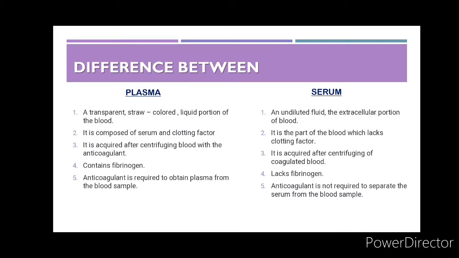Third point, plasma is acquired after centrifuging the blood with anticoagulant, whereas serum is acquired after centrifuging of the coagulated blood. Fourth, plasma contains fibrinogen, whereas serum lacks fibrinogen. Fifth point, anticoagulant is required to obtain plasma from the blood sample, whereas in serum, anticoagulant is not required to separate the serum from the blood sample.